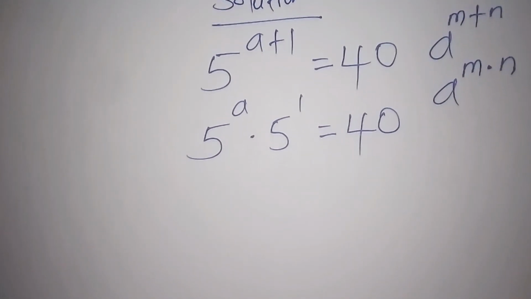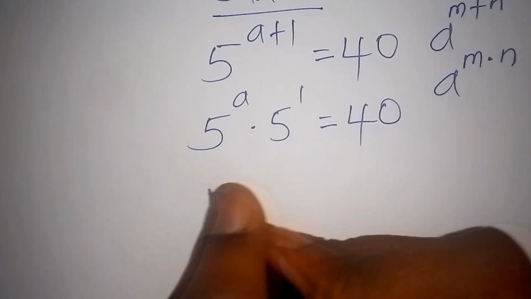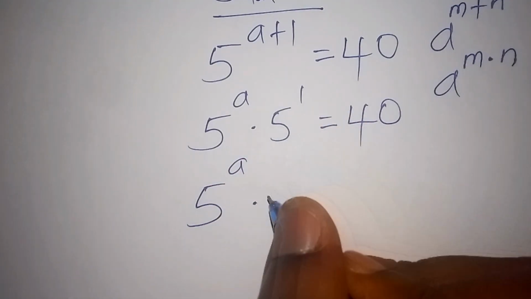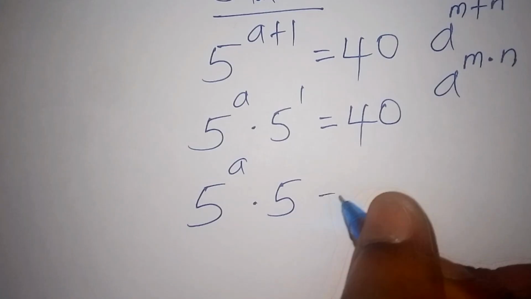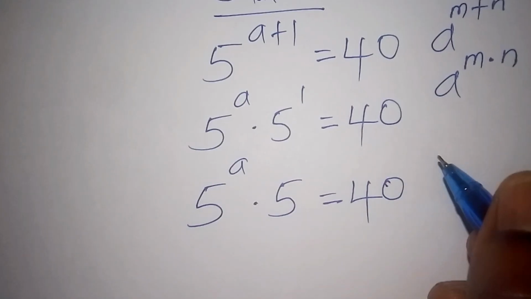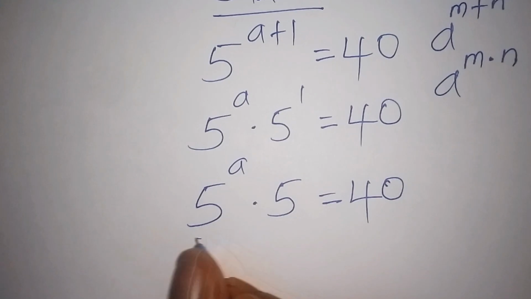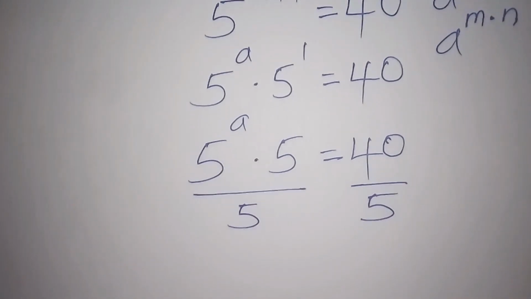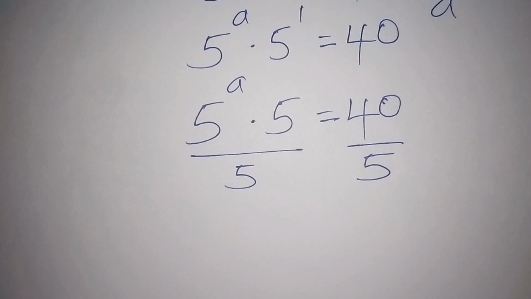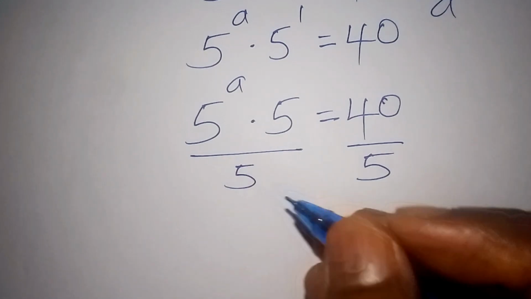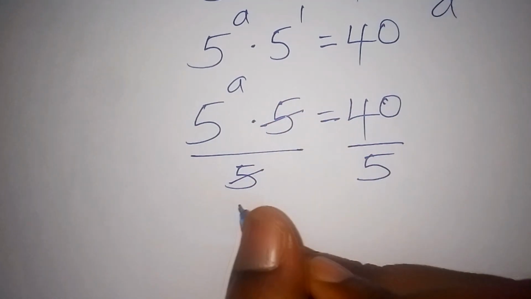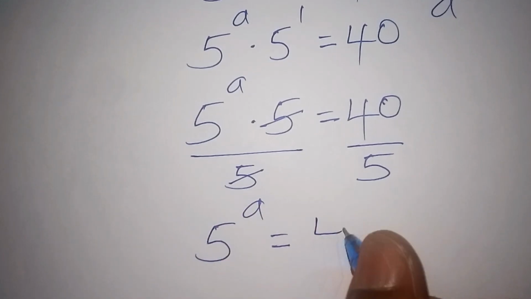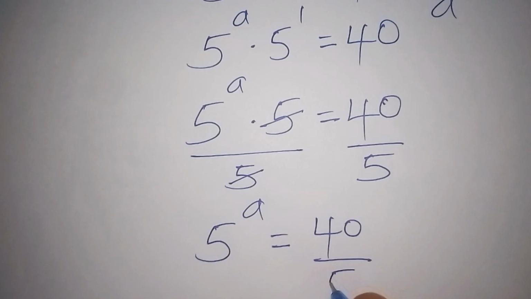The next step is to work out the numbers that we have. 5 to the power of a shall remain 5 to the power of a, then multiplied by 5 to the power of 1, which remains 5, is equal to 40. Now we shall divide both sides by 5. So let's cancel the ones that we are supposed to cancel. 5 by 5 shall cancel, so now we shall have 5 to the power of a is equal to 40 all over 5.